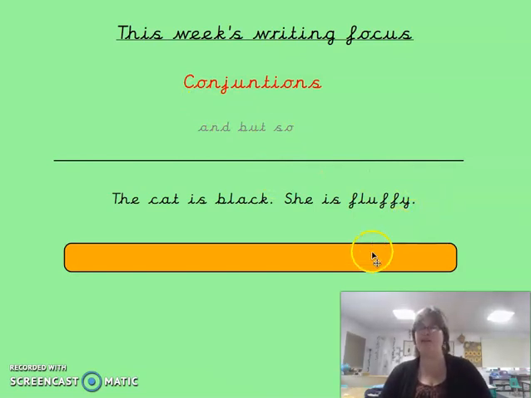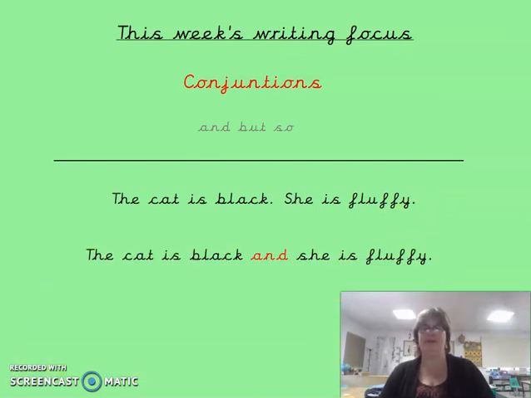Okay, let's have a look what I've put in there. Are you ready? So I'm going to move this down. So I've gone for the cat is black and she is fluffy. So all of the words are still there. I've just extended the sentence and put my conjunction in the middle. So I've taken away the full stop. I've taken away the next capital letter because I don't need it because it's not a new sentence. And I've added in and.